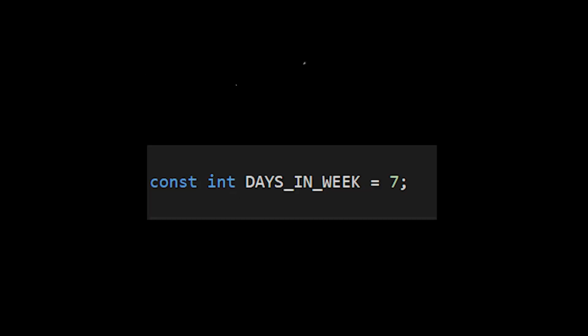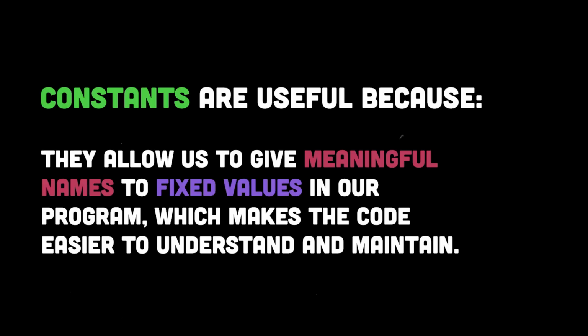Here's an example of what that would look like. In this example, we're defining a constant called days_in_week with a value of 7. This constant can be used throughout the program and its value cannot be changed. Constants are useful because they allow us to give meaningful names to fixed values in our program, which makes the code easier to understand and maintain.